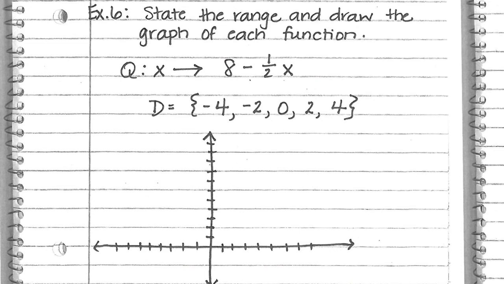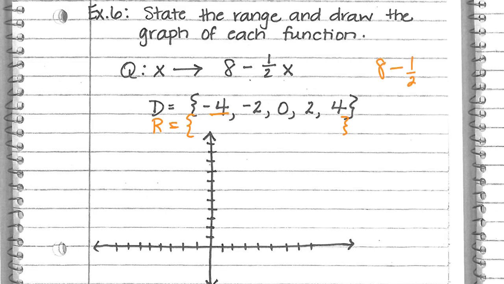All right, last question for this section. Now it says to state the range and draw the graph of each function. So the first thing we do have to do is state the range when we're solving for this. So I'm going to state it like this. Typically the range is shown in numerical order. But let's go ahead and see what happens when I plug in the first number, -4.